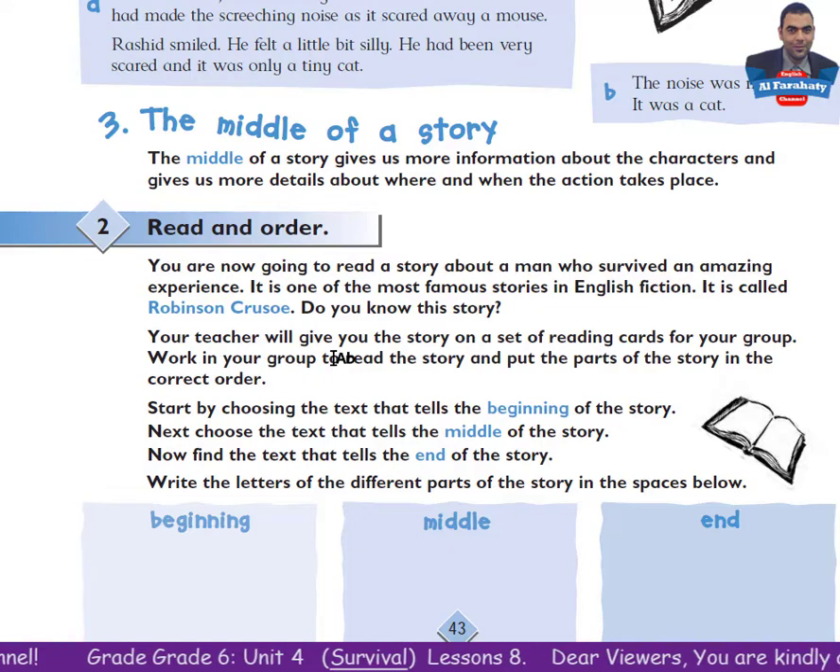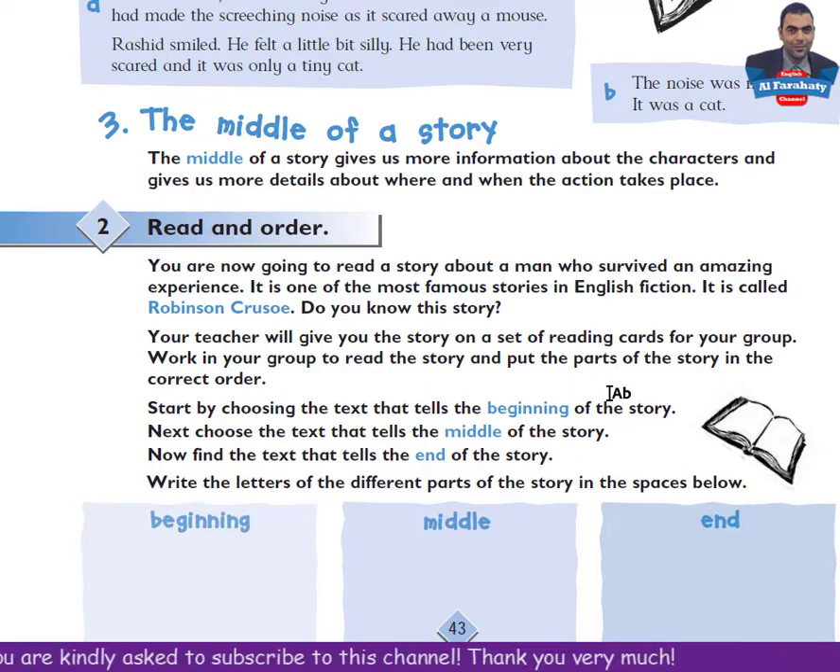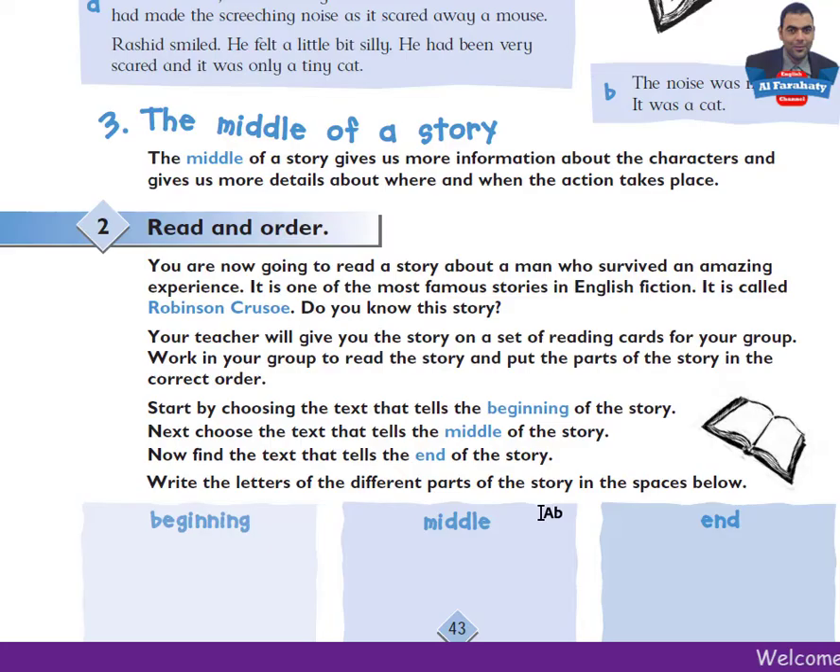Your teacher will give you the story on a set of reading cards for your group. Work in your group to read the story and put the parts of the story in the correct order. Start by choosing the text that tells the beginning of the story. Next, choose the text that tells the middle of the story. Now, find the text that tells the end of the story. Write the letters of the different parts of the story in the spaces below. Here, write the letters of the cards, beginning, middle, end.